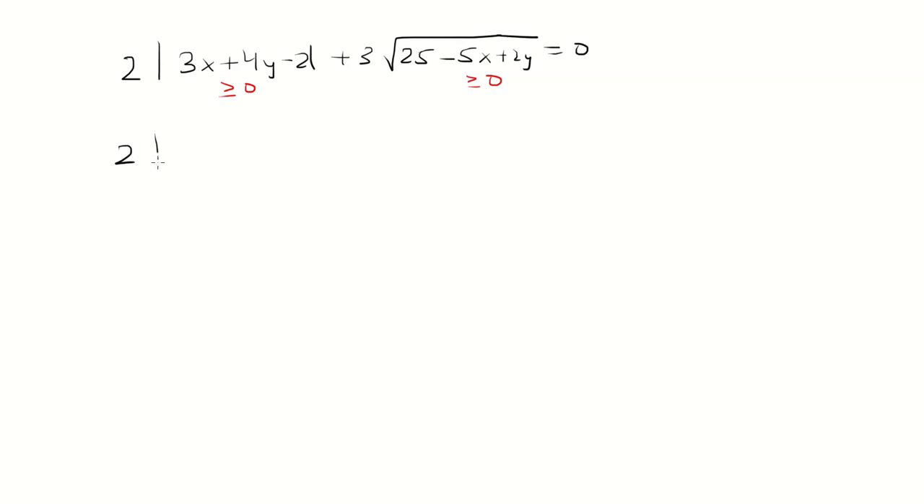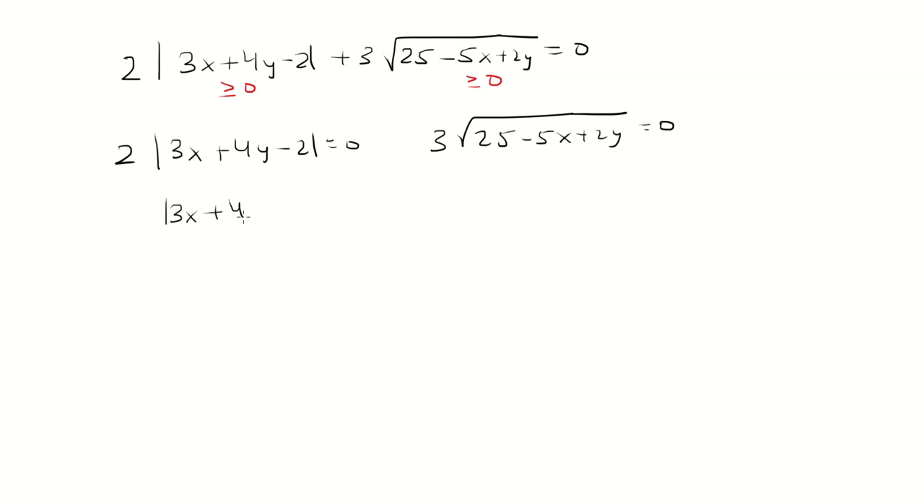So both 2 times the absolute value is 0, and then 3 times the square root has to be 0. Okay, so now we need to solve these. First, let's move the 2 to the other side by dividing it. And because the absolute value is equal to 0, that means the inside also has to equal 0. We'll add the 2 to the other side, and so we get 3x plus 4y is 2.